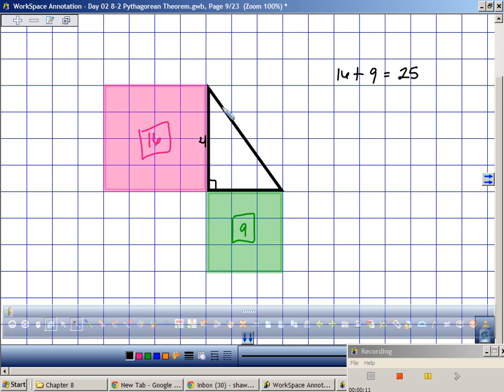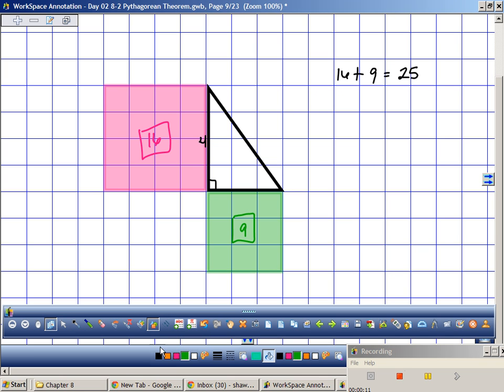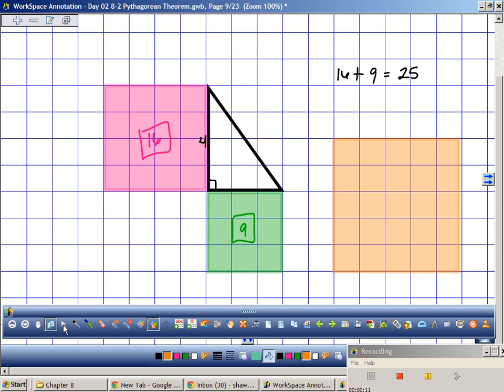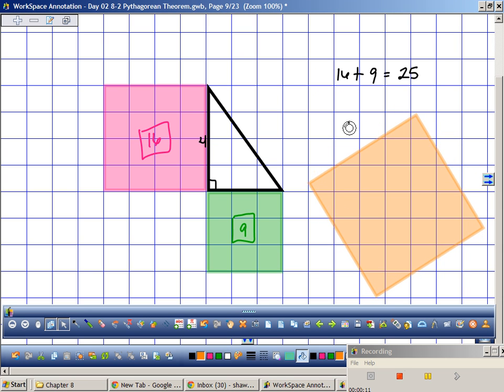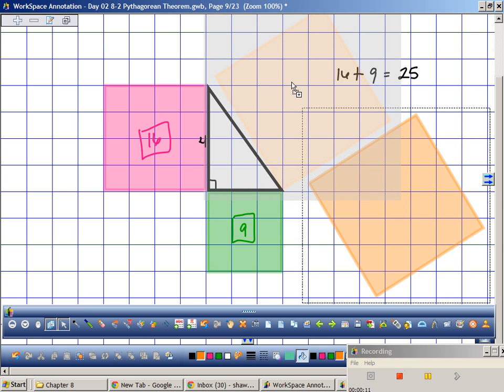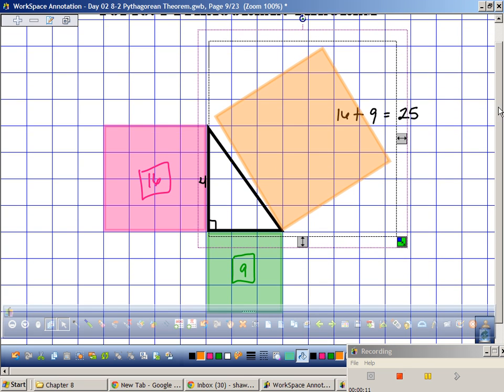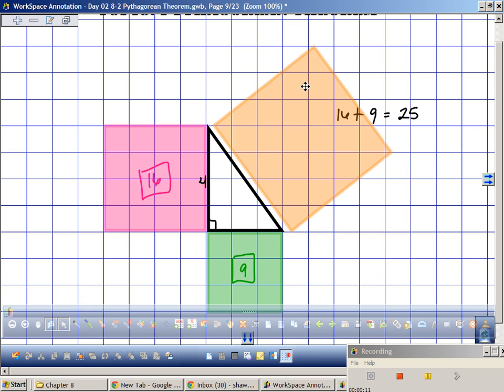Well, I can't really figure out 5 from this side, correct? So let's make a square on the side over here. That's a 5 by 5. 1, 2, 3, 4, 5. Is that a 5 by 5? So if I were to take this, I should be able to turn it, and it should fit right along the side of this, which it does.